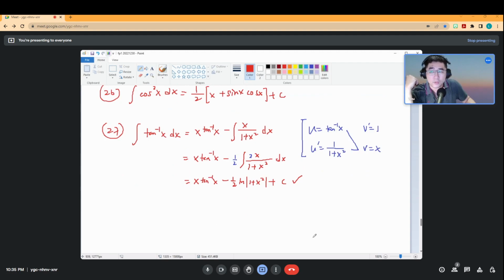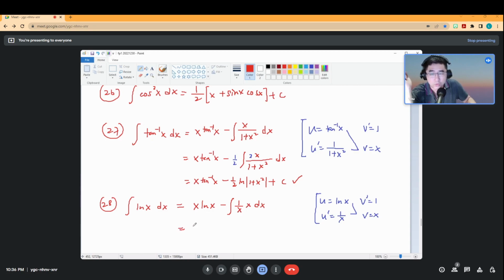Then 28. Another special one is ln x. Similarly, for ln x we take u equals ln x, v prime equals 1, u prime equals 1 over x, and v equals x. So using these, what I get is u and v, so x ln x, minus the integral of u prime v, 1 over x times x dx. So x ln x, of course, stays as it is. 1 over x times x is 1. The integral of 1 gives x. So the result is x ln x minus x plus c.